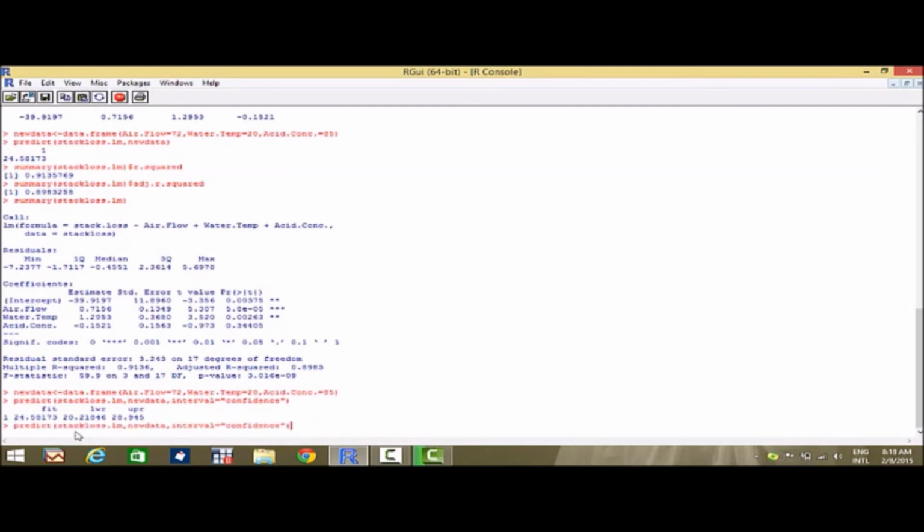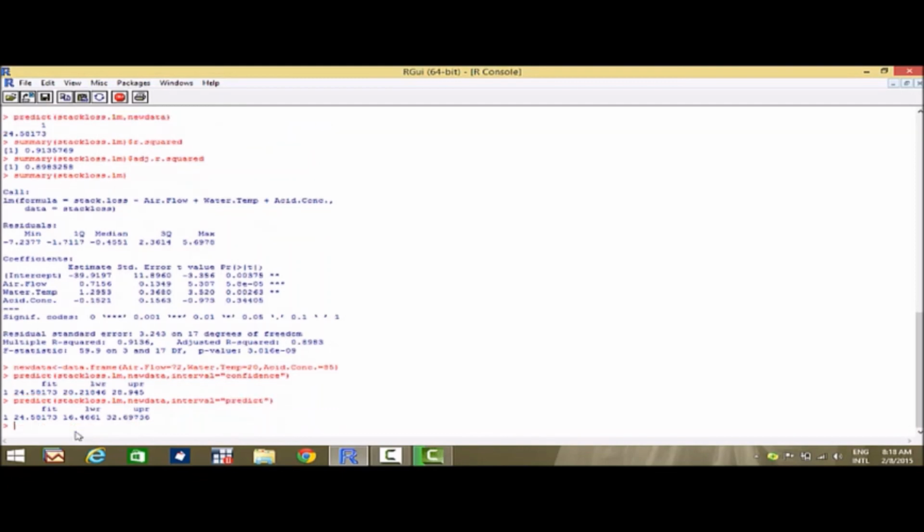The same can be done for the case of a prediction interval where I just have to replace this with predict and the same values of the new data enter, and we find that the predicted value is 24.5 and the lower and the upper bound values are 16.4 and 32.6 respectively.